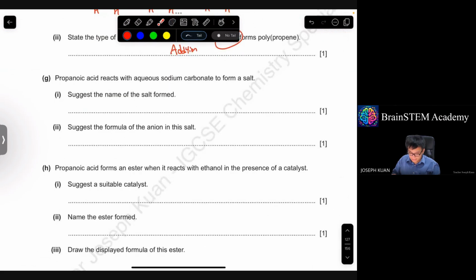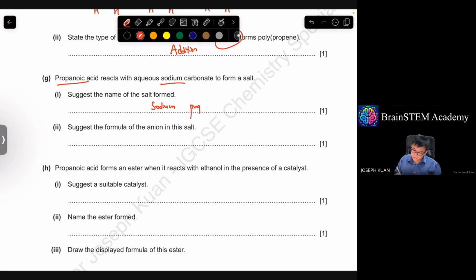Propanoic acid reacts with aqueous sodium carbonate to form a salt. Suggest the name of the salt formed. So, well, it forms sodium propanoate. What is the formula of the anion of this salt?